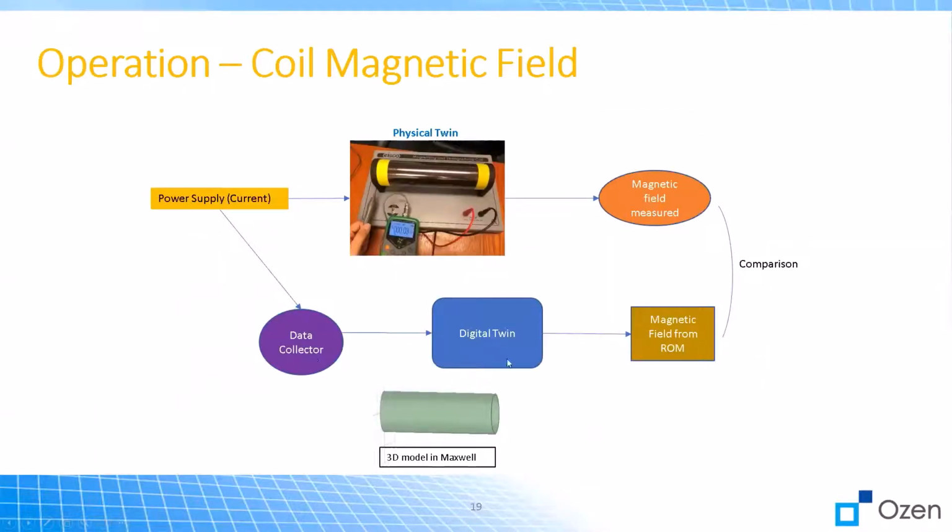Okay, here's the workflow. The power supply provides the current to the system. This is the physical system, and then to the data collector, and then using the Python code, we provide it to the digital twin, and then we can see the results coming from the sensor and coming from the ROM, which have a really good agreement in reality.